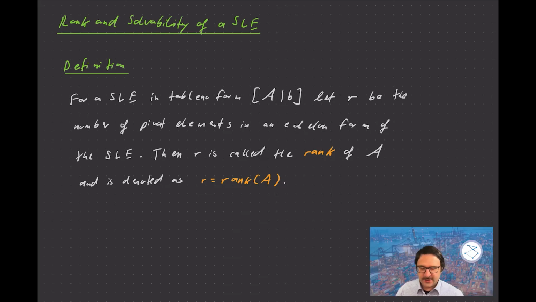Now, what does this rank have to do with the question of solvability? Of course, the right-hand side plays an important role here. What we can do is compare the rank of the coefficients A with the rank of the coefficients that we get by just extending that A by one more column, which is the right-hand side. And the idea basically is if we have a zero row in echelon form and the right-hand side is non-zero, that means there is no solution.